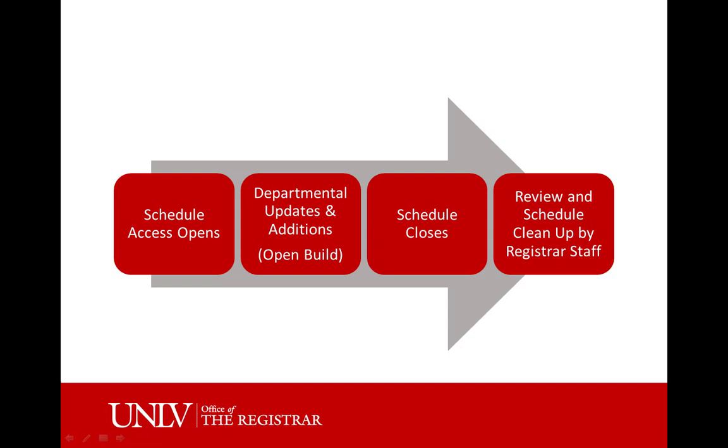The scheduling unit will be looking for errors in the schedule. For example, classes that begin at 1 a.m. or classes whose caps are still set at 0. Then we will send a list of any errors that they find to each department.